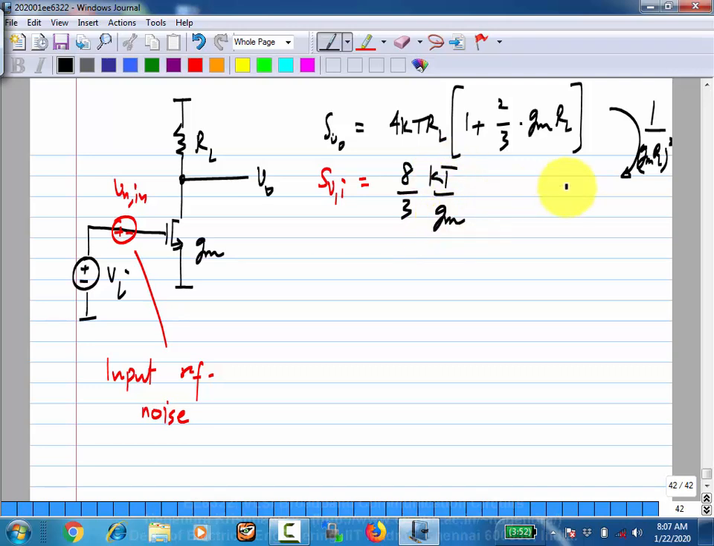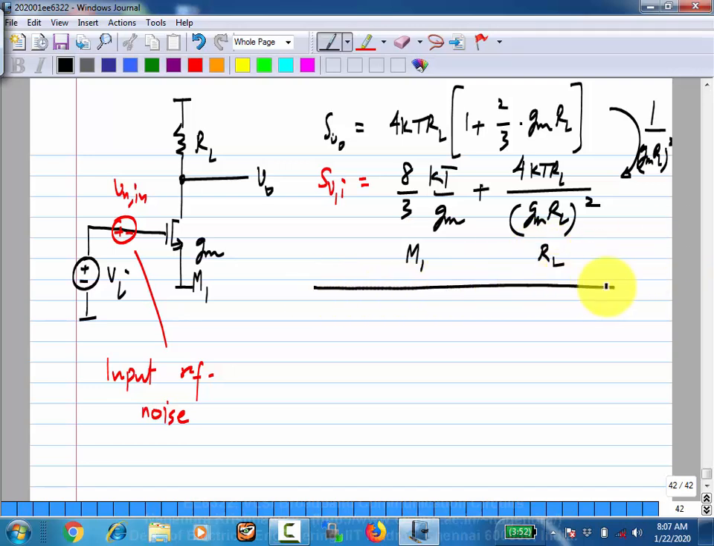You will get this plus 4kTRL by (gm RL) square, right? And this is due to the transistor, the first term, and the second one is due to the load resistor. So this is the voltage noise spectral density, and this is a very common representation.